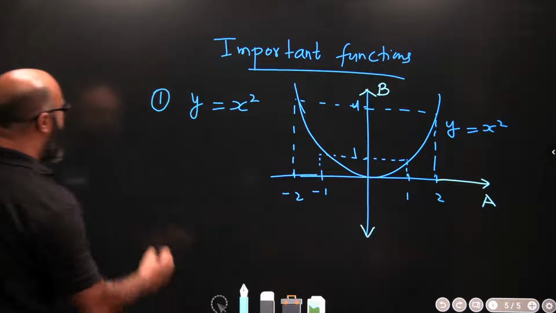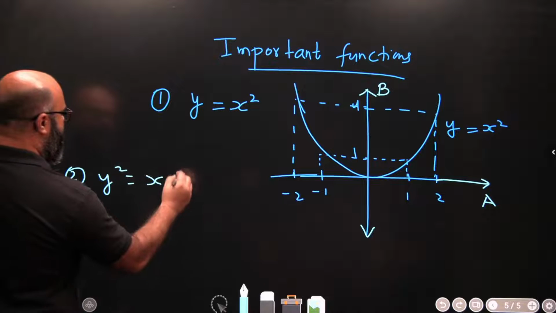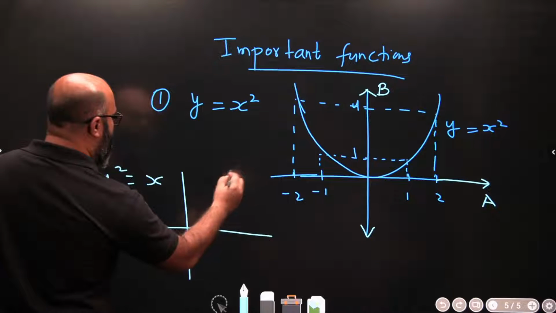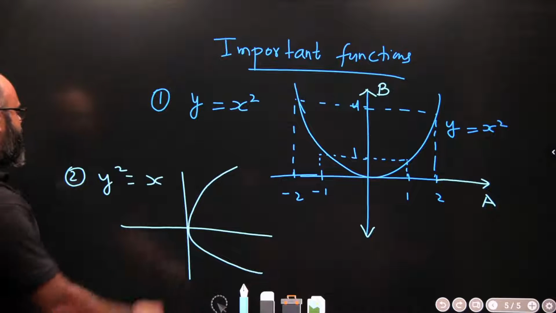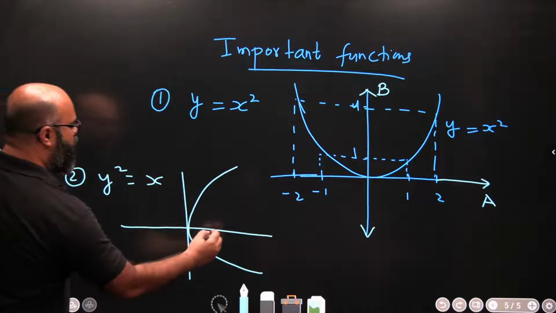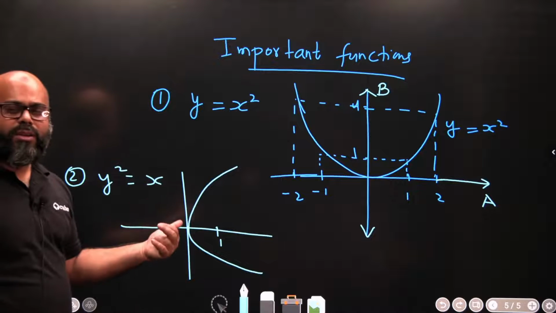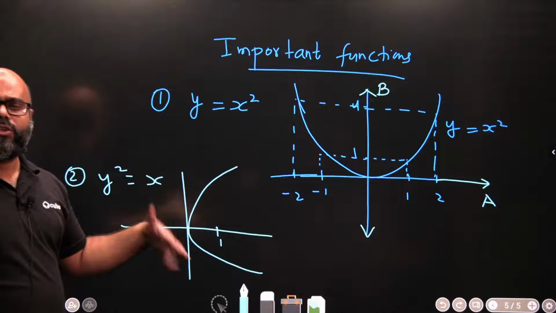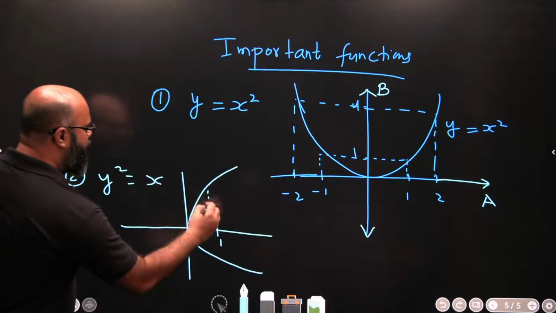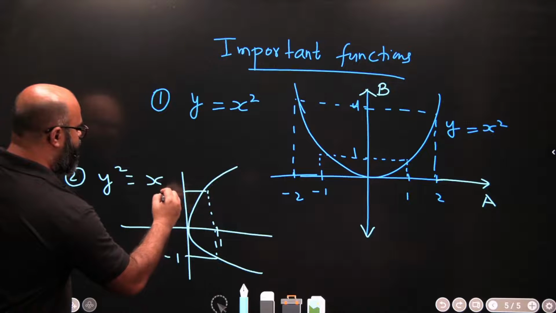But if we draw the graph for y square is equal to x, then the graph would be a right opening parabola like this. And you can check this also by putting some values. For example, if you take x is equal to 1, then y square will be 1. Then what would be y? Y would be either 1 or minus 1, because 1 square is 1, and minus 1 square is also 1. So you will get 1 as well as minus 1.